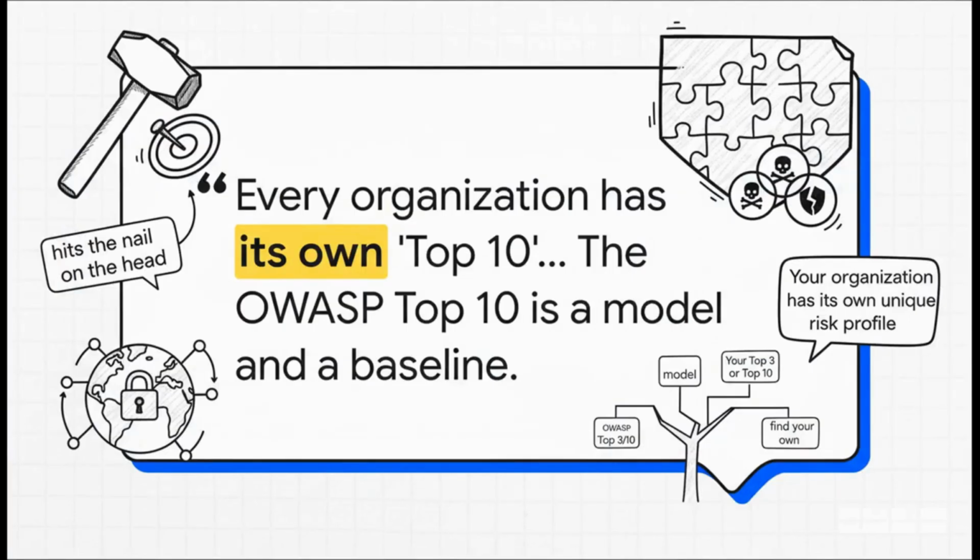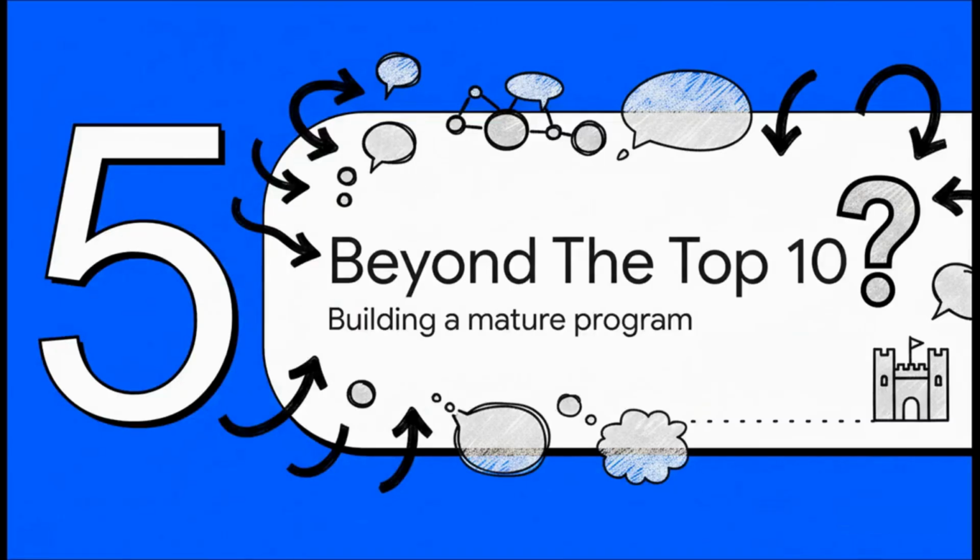I think this quote just hits the nail on the head. The OWASP Top 10 is the global baseline, but your company, your team, you have your own unique top 10, or maybe it's just a top 3. The idea is to use this list as a model to help you find and focus on the risks that matter most in your world. And that brings us to the final, and I think most important point. The top 10 is the start of the conversation, not the end.